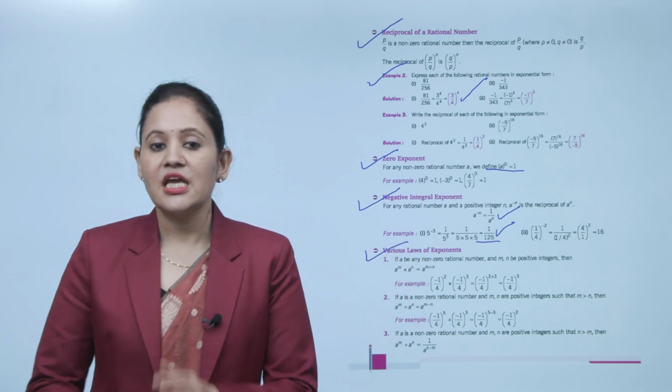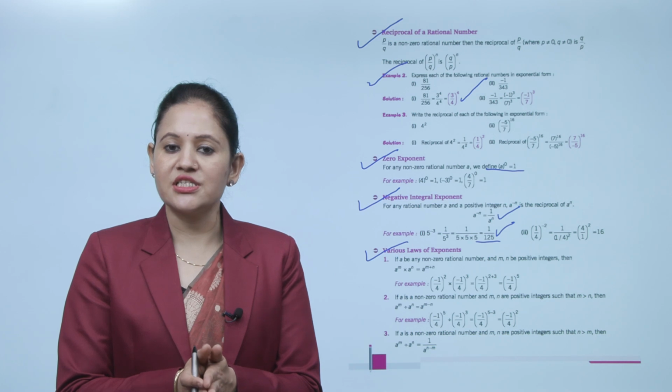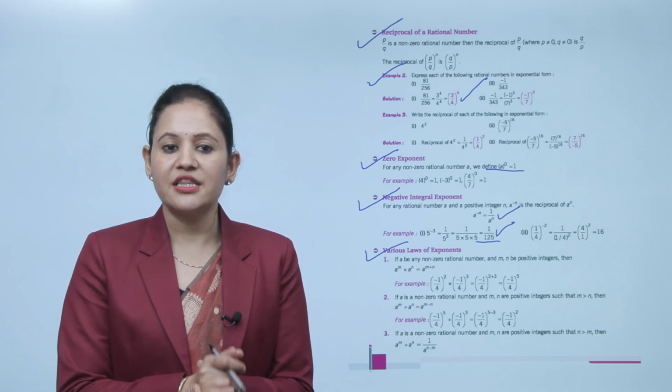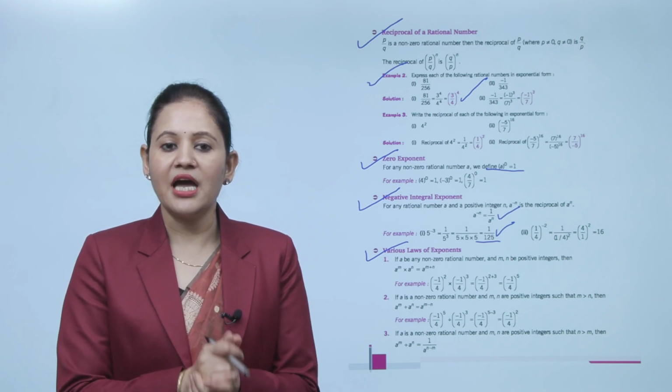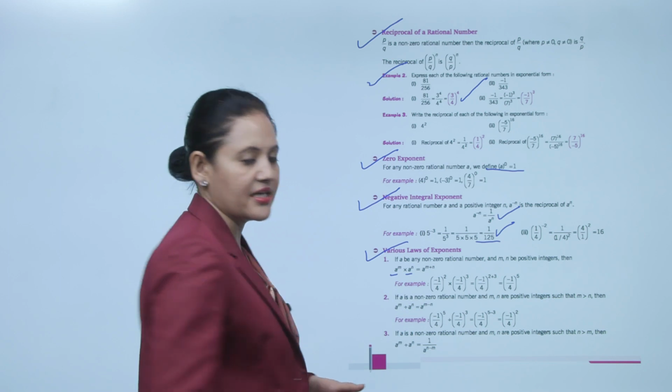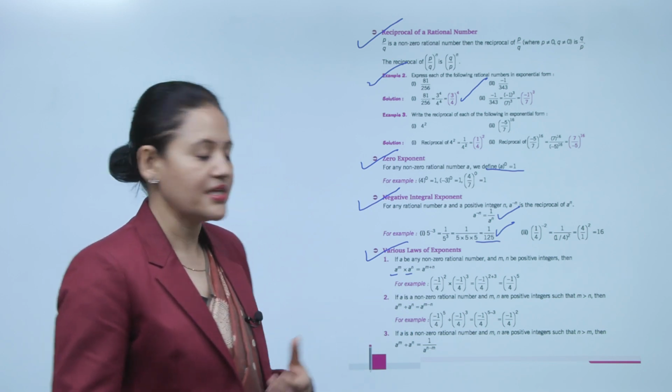If a be any non-zero rational number and m and n positive integers, then a to the power m multiplied by a to the power n. Here the base is the same, so the powers will be added. That is equal to a to the power m plus n.